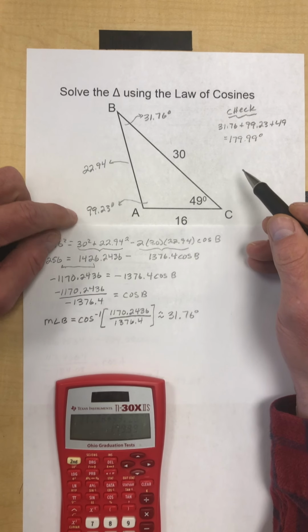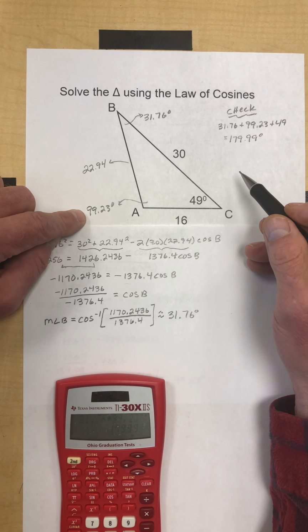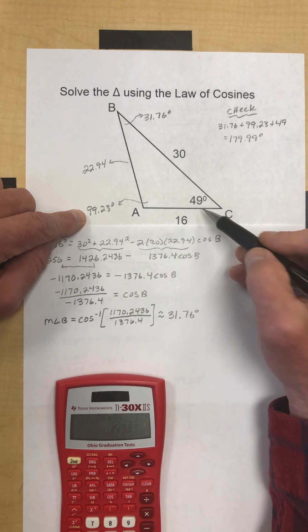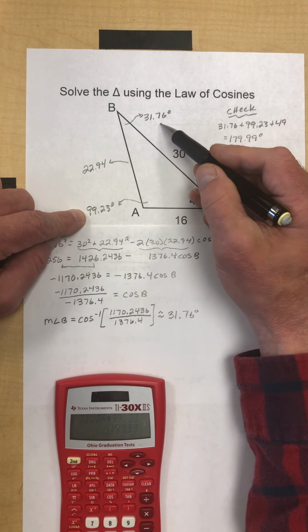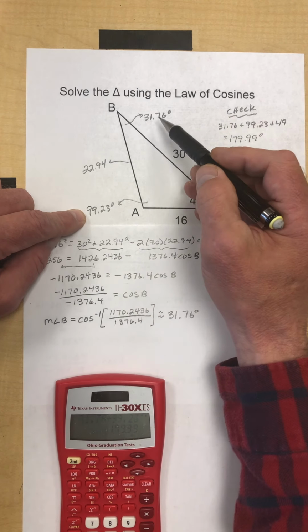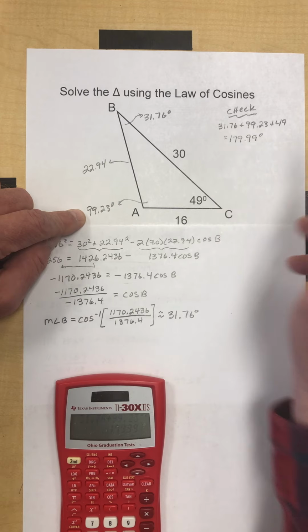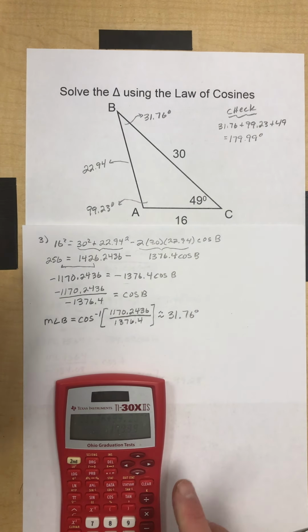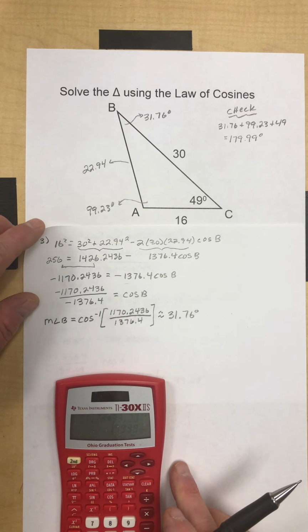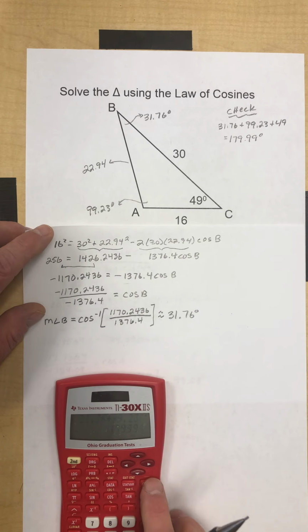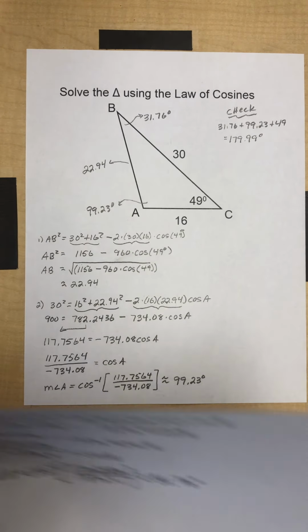Okay, but understand that if you would have made a mistake here, and then you would have just went 180 minus this to get this guy, if you made a mistake here, that's going to be wrong, and it's going to throw everything off in the end. And so that's why we don't use the triangle sum theorem in this situation unless we're forced to. Okay, let's try one more of those guys.